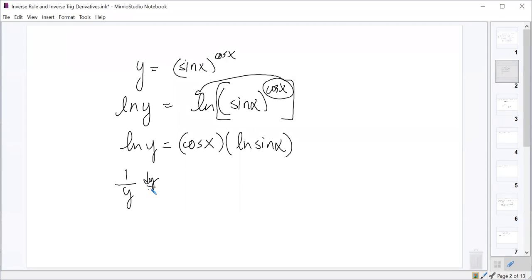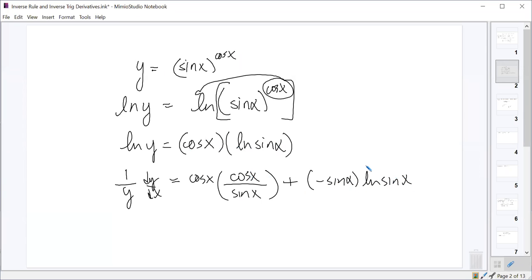And then now we take the derivative with respect to x of both sides using implicit differentiation. So 1 over y dy dx. And then this one is a product rule, so it's cosine x, then the derivative of natural log sine, so 1 over sine times the derivative of sine, which is cosine. And then plus derivative of cosine, which is negative sine, times natural log of sine. And from there, we then multiply both sides by y, right?